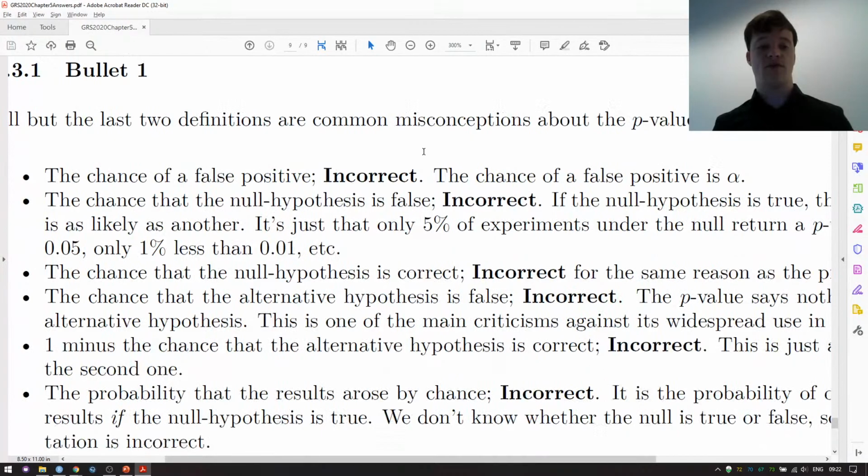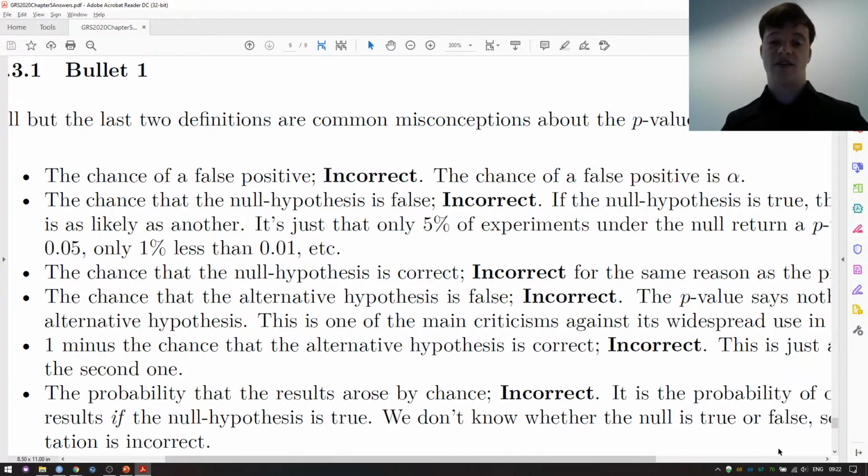Yeah, so the first one says the chance of a false positive. No, that's incorrect, because the p-value is just a measure taken from your sample, and your sample is random. So it cannot possibly be the chance of a false positive. And actually, you define the chance of a false positive, because that is the threshold after which you're going to reject null hypotheses, and it's alpha. So it's a value you choose.